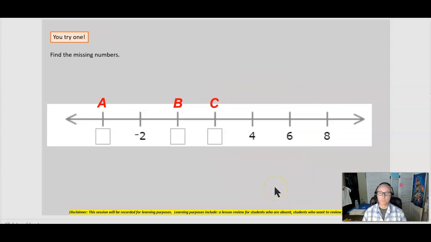Okay, next. Find the missing numbers. Oh, I know. Look, 8, 6, 4. Going backwards, -2, -2, -2. What's 2 minus 2? 0. What's 0 minus 2? -2. What's -2 minus 2? -4. Interesting.